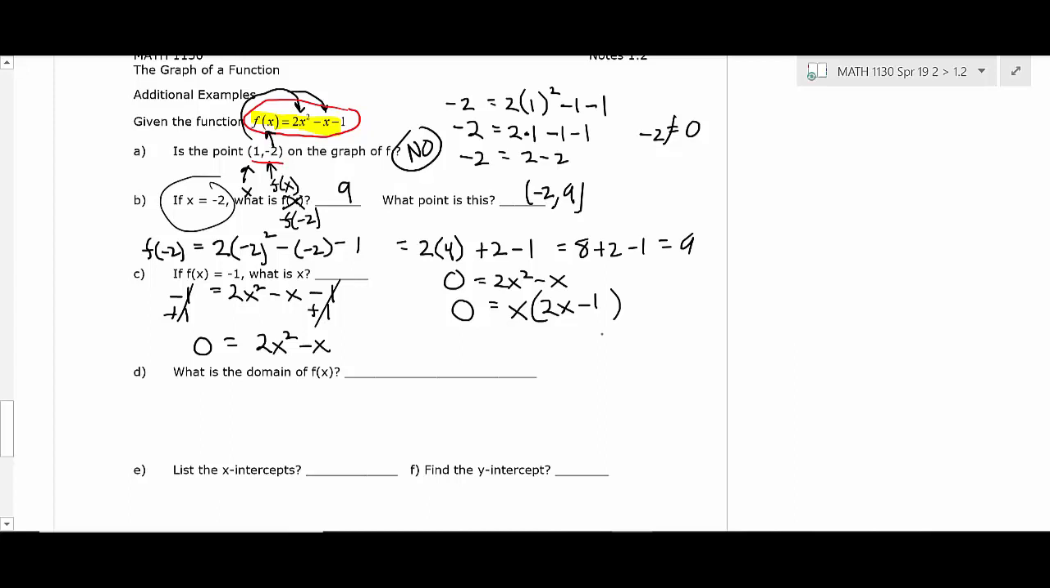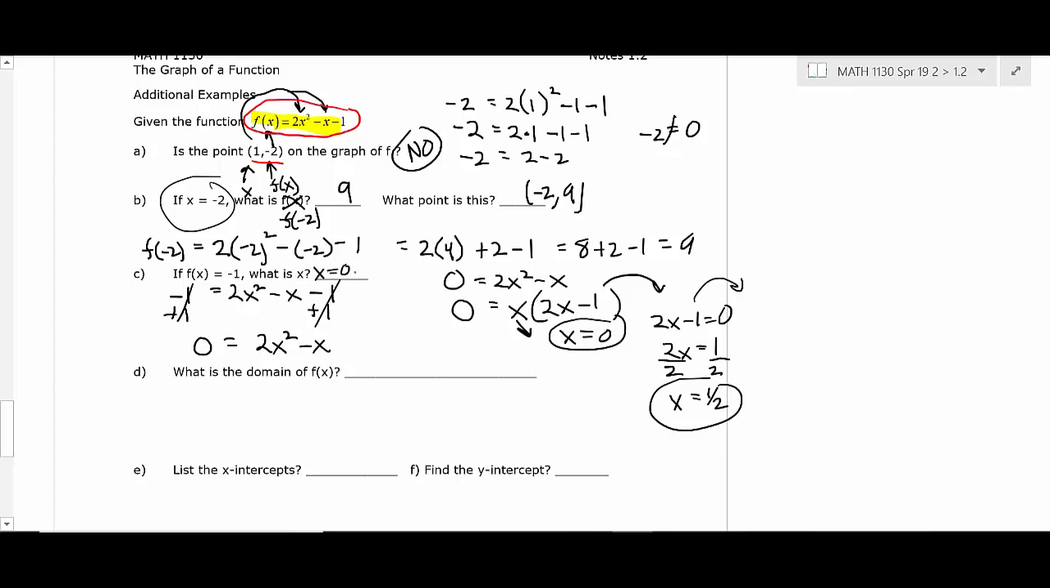Then what do I do to finish up from your background? What do I do to each factor? Set it to 0, right? So what I do is take this factor and set that to 0, and that would give me an answer automatically. Then I take this other factor, 2x minus 1 equals 0, then I solve that equation. That's pretty easy to do. You can move the 1, so you have 2x equals 1. Divide by 2, so you're going to get x equals a half. So there's two x values that cause y to be -1. Those would just be x is 0 and x is 1/2.